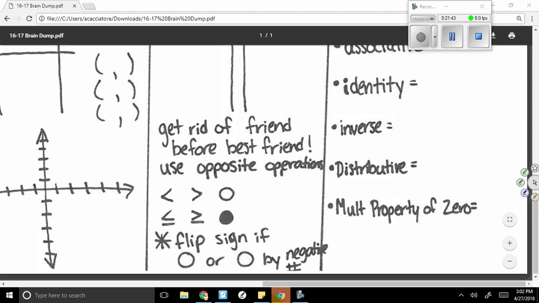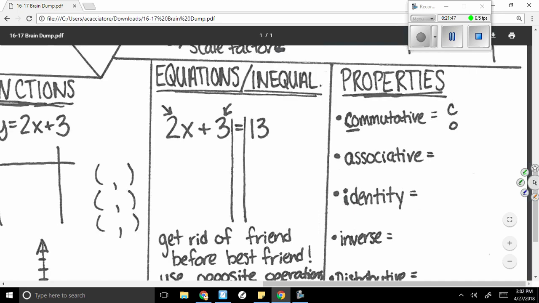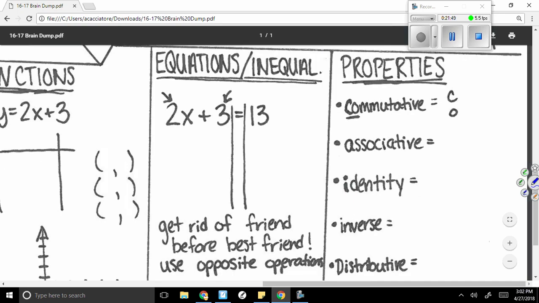Last thing we're going to talk about is our properties. We have a whole bunch of properties that we talked about. Our first one was commutative, where we change the order. And remember, we remember that because it has CO at the beginning. Associative is where we change our groups. And that looks like the parentheses are changing. Remember, it begins with A, so the order always stays the same. So that's a good way to make sure you know the difference.